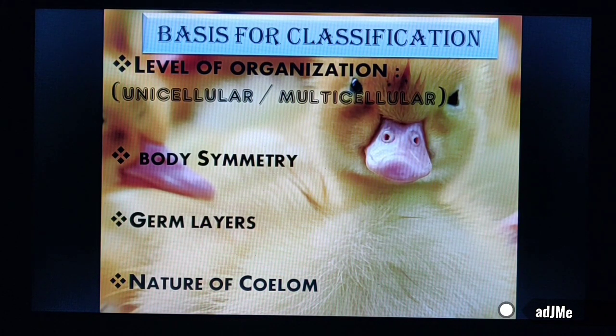Unicellular organisms are made up of just one cell, and multicellular organisms are made up of many cells.